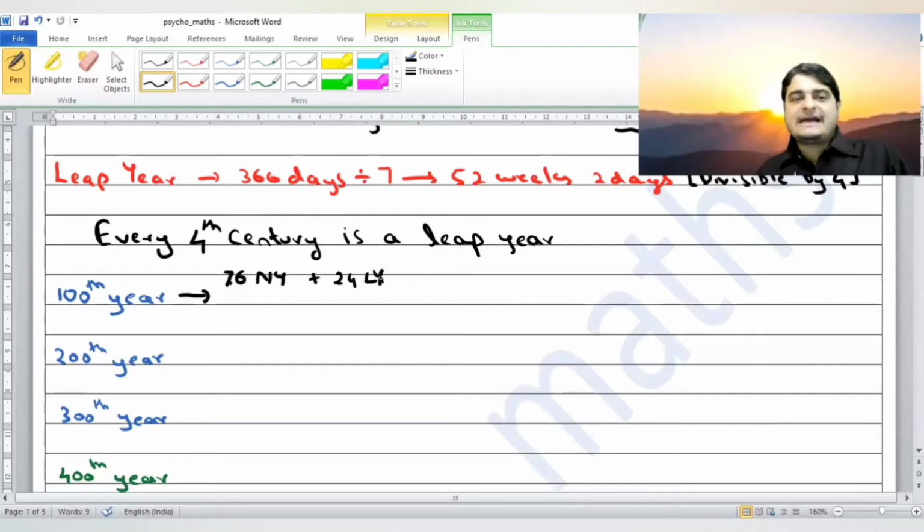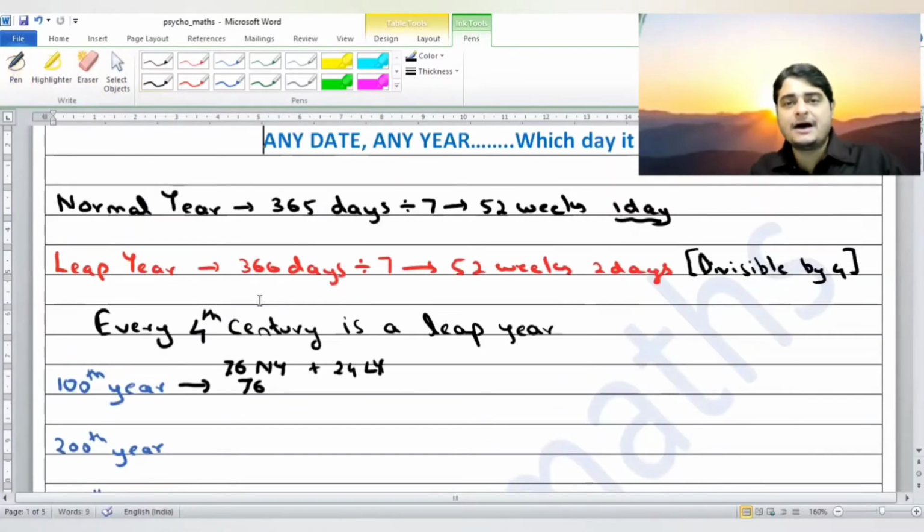So when we calculate the additional days, it is an important point for us to note. Here we will have 76 days. Why? Check above: a normal year has only 1 day extra, whereas a leap year has 2 days extra. So we have 76 days and 48 days, which sums up to 124 days.